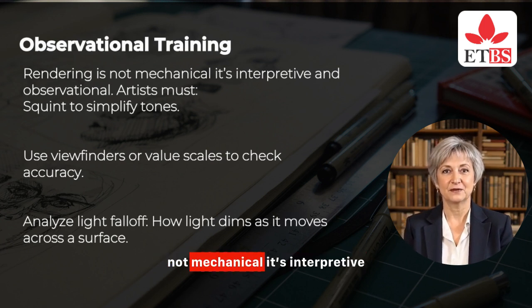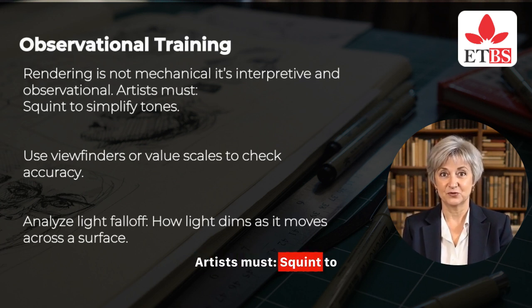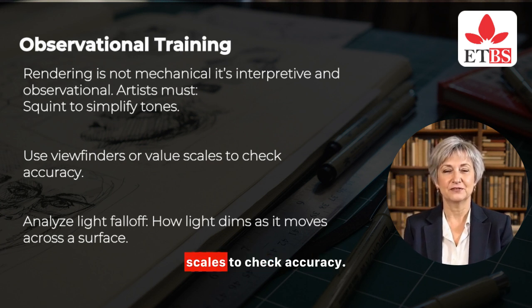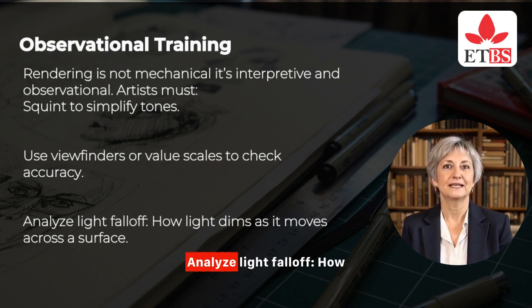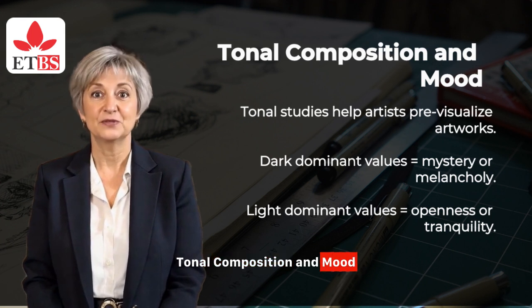Observational training. Rendering is not mechanical, it's interpretive and observational. Artists must squint to simplify tones, use viewfinders or value scales to check accuracy, and analyze light falloff, how light dims as it moves across a surface, tonal composition, and mood.